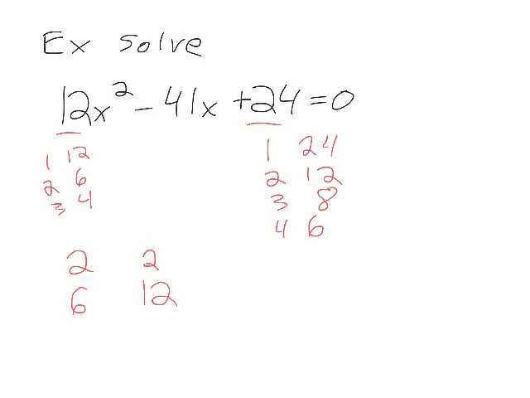Okay, the first set comes from the leading coefficient, the second set comes from the constant. And like I said, different people do these different ways. What I do next is I multiply on the diagonal. In this case, it would be 2 times 12.